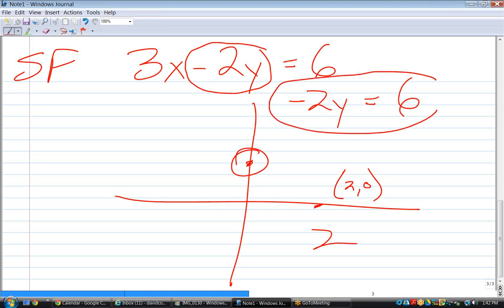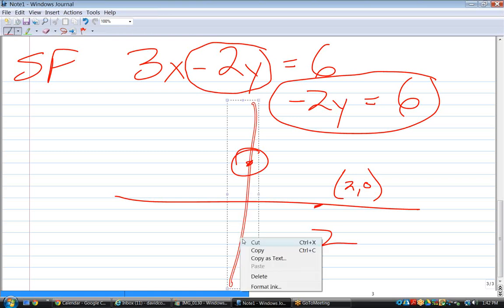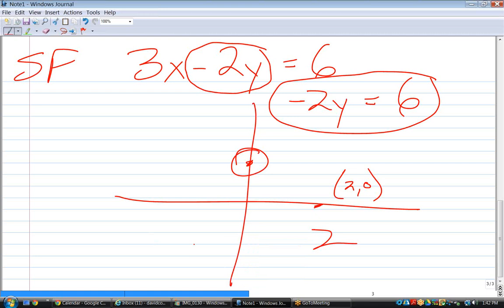Solve this equation. What's the next step in solving that equation? Divide each side by negative 2. What's 6 divided by negative 2? Negative 3. Okay. So the y-intercept is at negative 3, not positive 3. Again, you would have gotten no credit for a positive 3. There's your line.